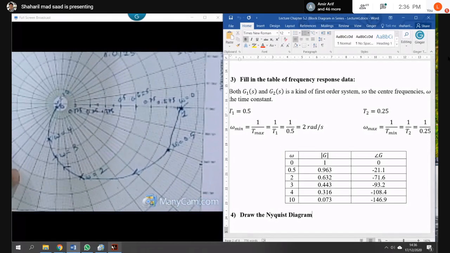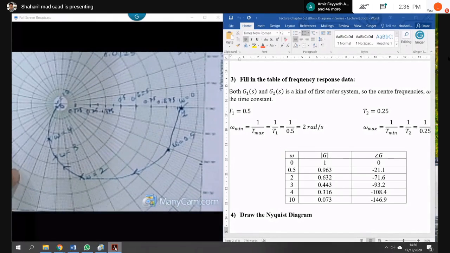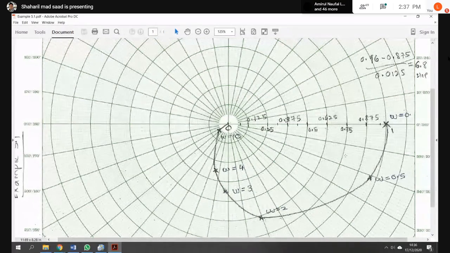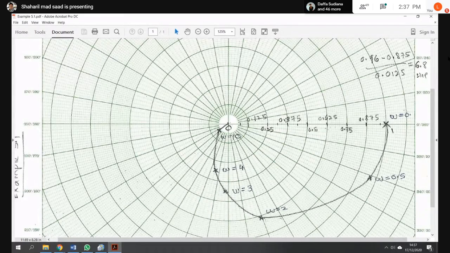Okay, so I think I can show you the detail like this one. Alright, are you done? Dah siap dah? Okay, maybe you can share on the WhatsApp group.